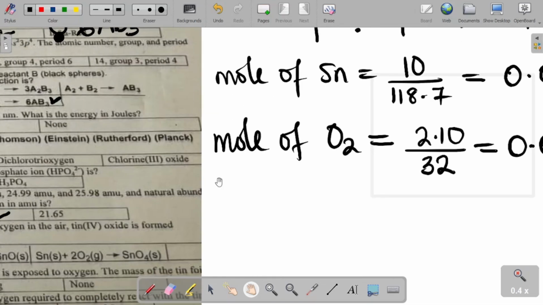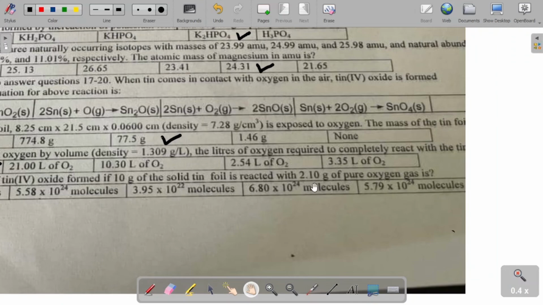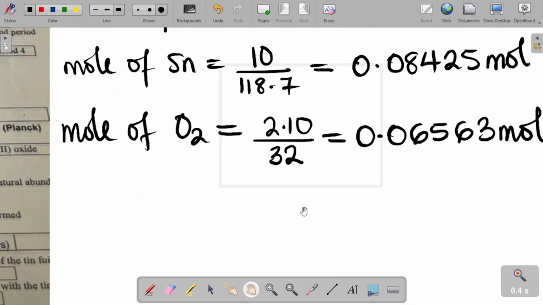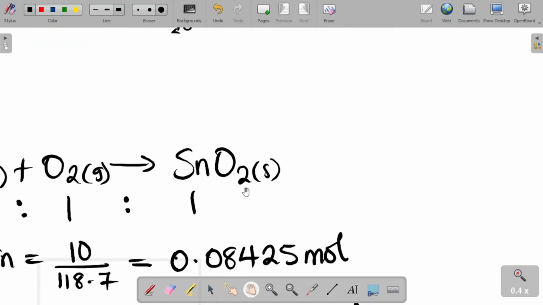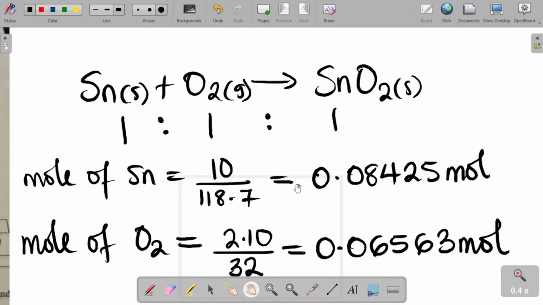All right, so we are here. Going back to the question, we are asked to find the molecules of tin(IV) oxide formed when 10 gram of solid tin foil reacts with 2.10 gram of pure oxygen gas. Now, I'm going to be using tin oxide and either one of tin or oxygen, right? So which will it be? Will it be tin or will it be oxygen? All you have to do to know which to use is to look for the limiting reagent. So this is a question on limiting reagent and excess reagent.